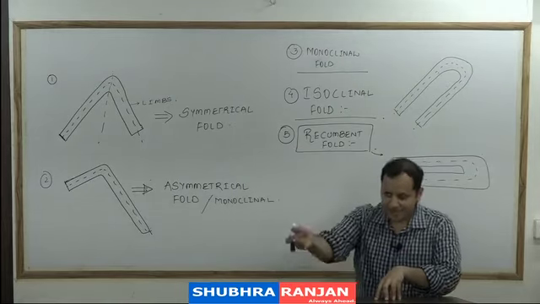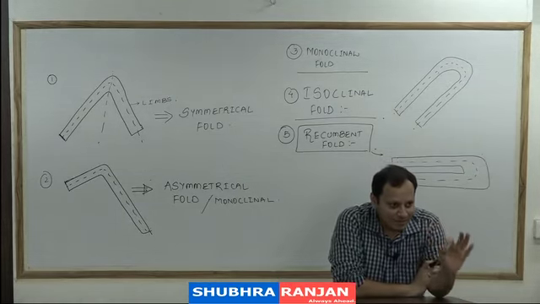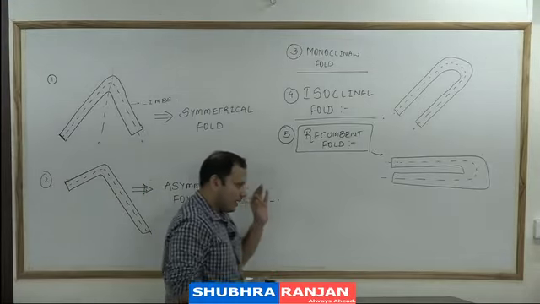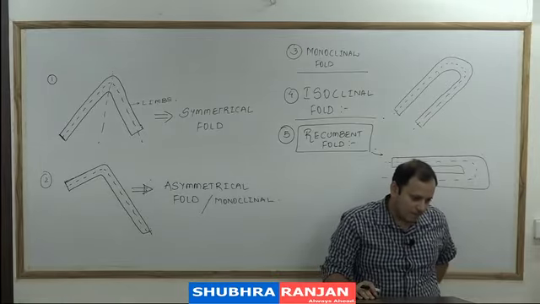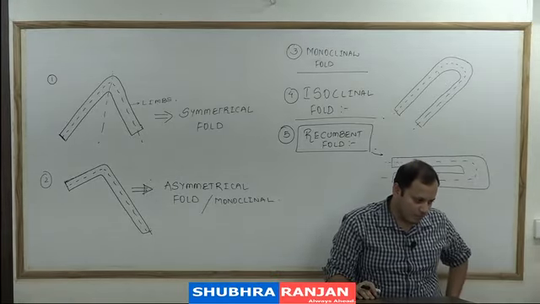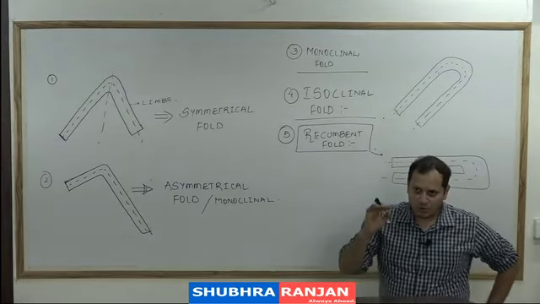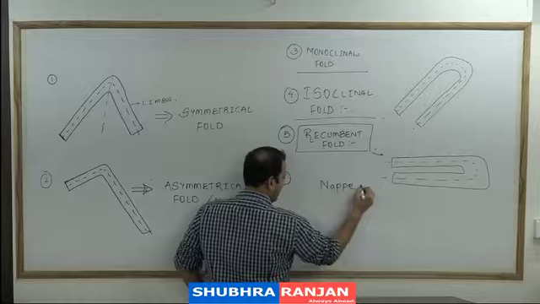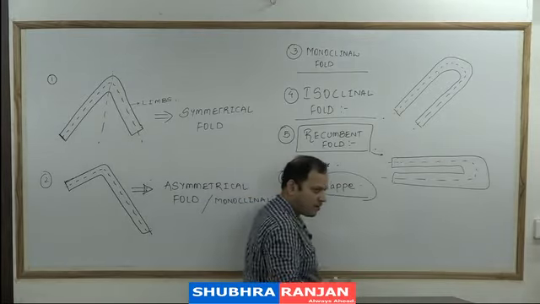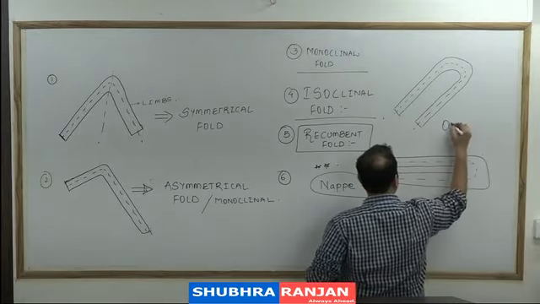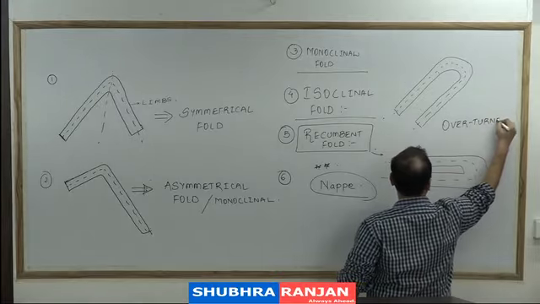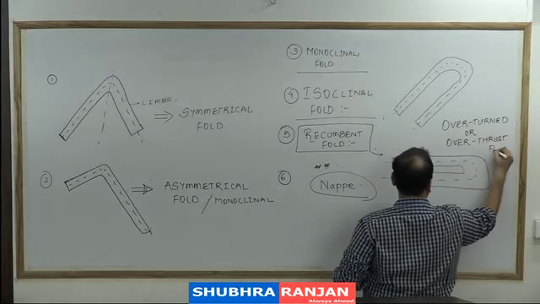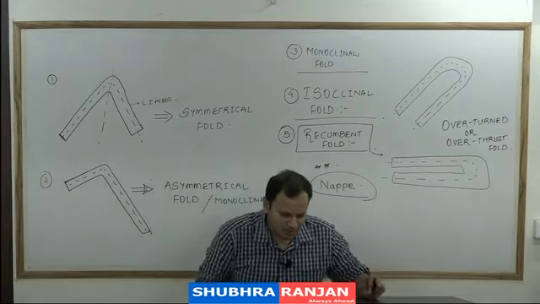Because just write one more line ahead. Recumbent fold ultimately results into overturned or overthrust fold and nappe. Nappe is the favorite of UPSC.